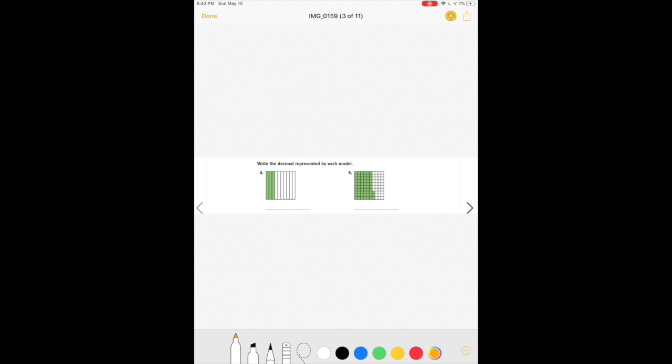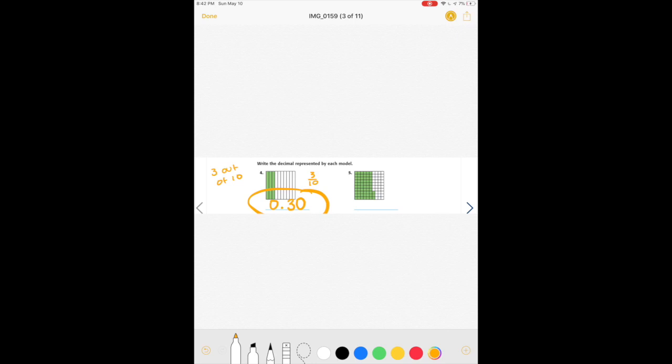Write the decimal represented by each model. Well, I don't see any wholes, so I know in my ones place there's going to be a 0, and then I'm going to put my decimal. I always start with my ones and then put my decimal. Now, how many pieces is our square cut into? 10, and there are 3 tenths colored in, so I'm going to put a 3 in the tenths place, and there are 0 hundredths colored in. So the decimal represented by this model is 3/10, or 3 out of 10. But we need it in decimal form.